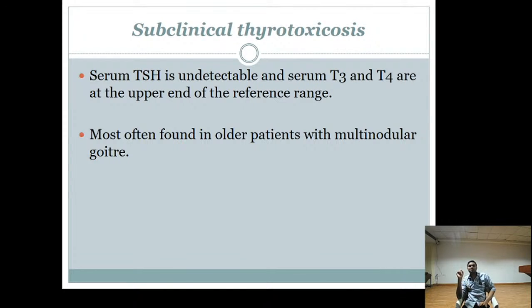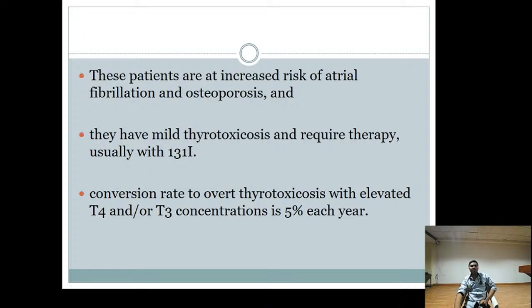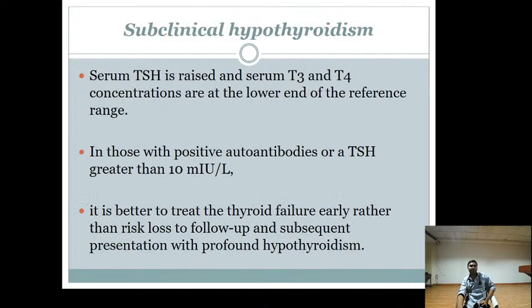Subclinical thyrotoxicosis. Serum TSH is undetectable as seen in thyrotoxicosis, but T3 and T4 are in the upper end of the normal reference range. Most often it is seen in older patients with multinodular goiter. These patients are at increased risk of atrial fibrillation and osteoporosis. They require iodine 131 treatment. The conversion rate to overt thyrotoxicosis with elevated T4 and T3 is 5% each year.